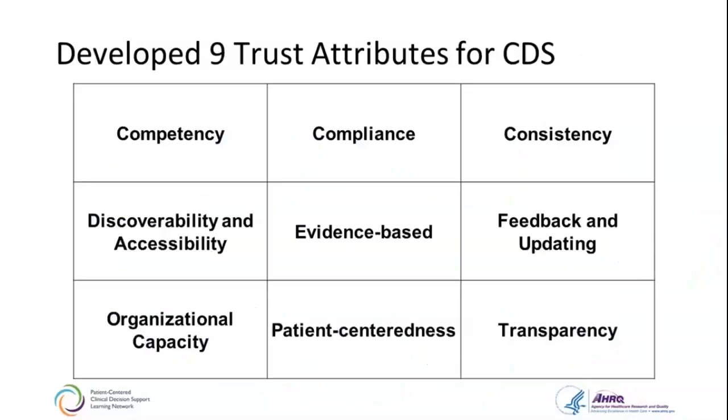Without going through all the sausage making, I'll just go straight to the main course, and that is the 9 trust attributes that we developed. And it's out of these 9 trust attributes that we have 33 recommendations, and I'll go through those briefly in the results. But the 9 trust attributes we have are competency, compliance, consistency, discoverability and accessibility, the evidence-based feedback and updating, organizational capacity, patient-centeredness, and transparency.